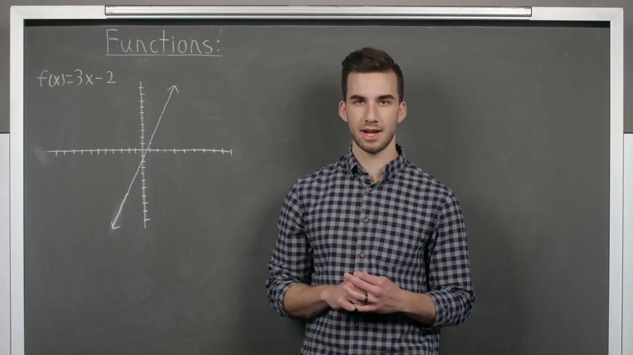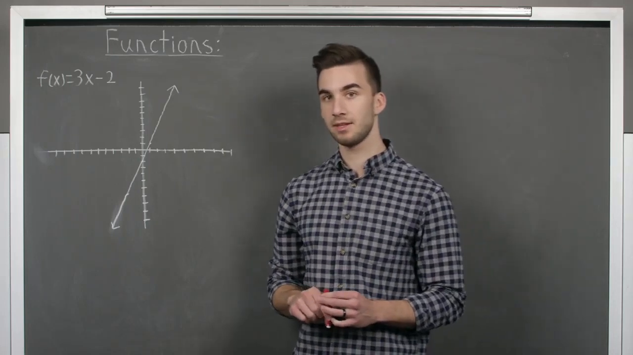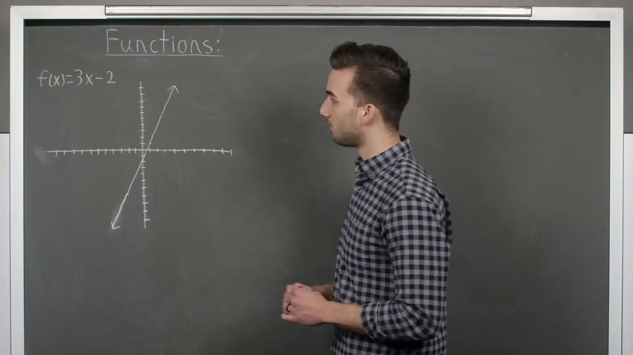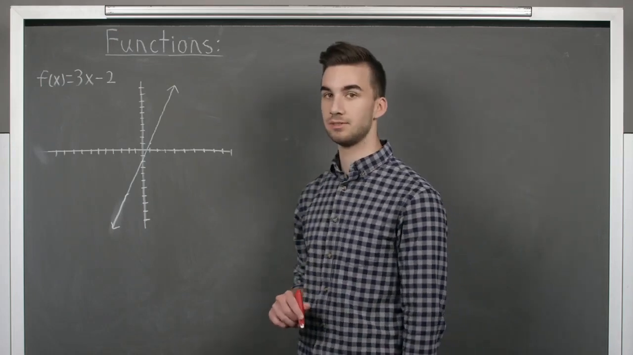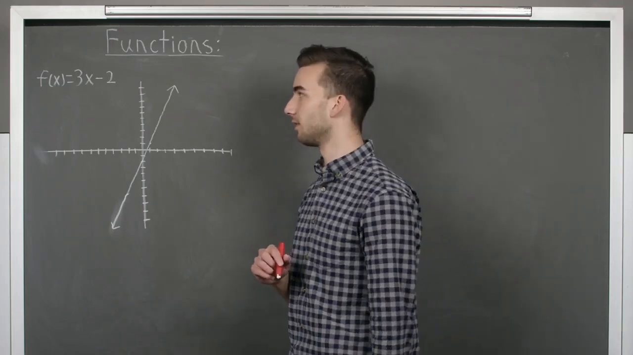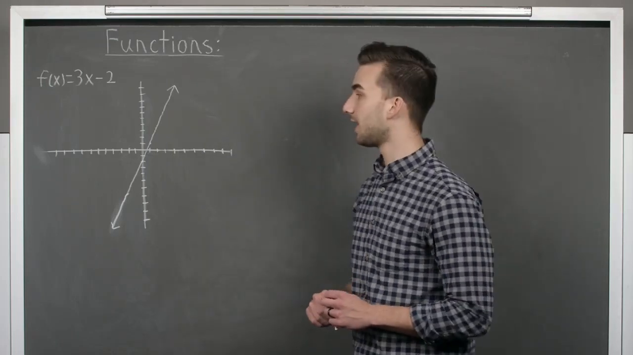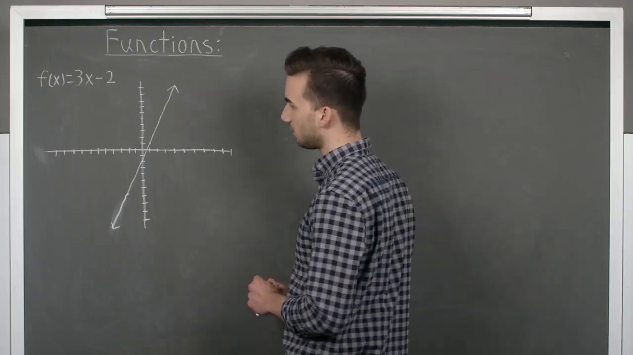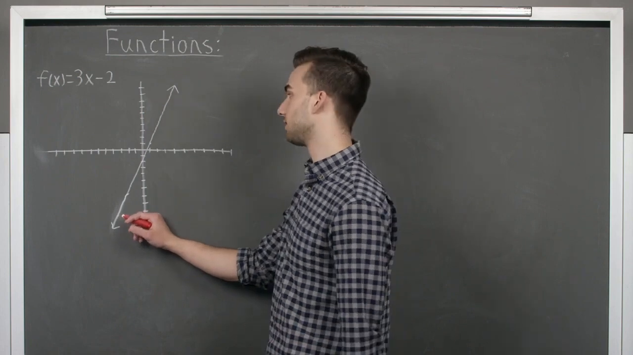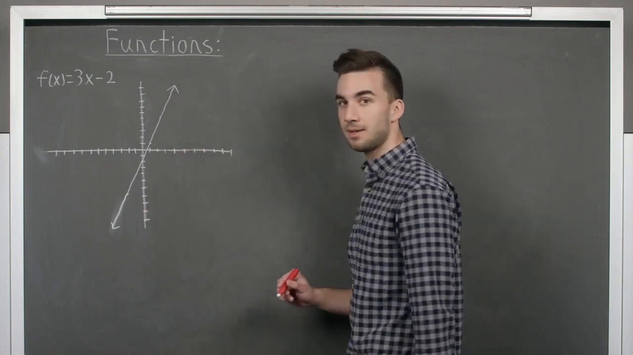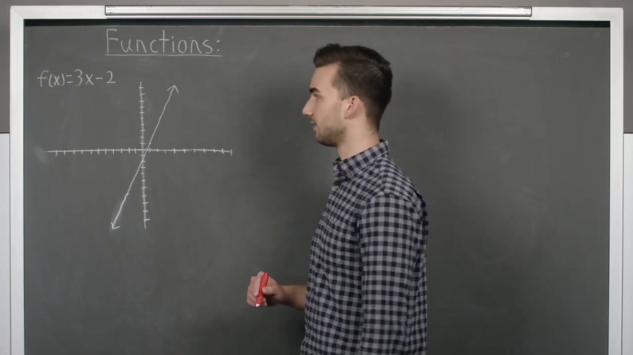Now that we know how to graph linear functions, let's talk about the behavior. Behavior is another word for what the graph looks like. So in this lesson, we're going to talk about two important aspects of the behavior of linear functions. The first aspect is called slope, and slope is just another word for the steepness of the graph. The second component is called the x-intercept.